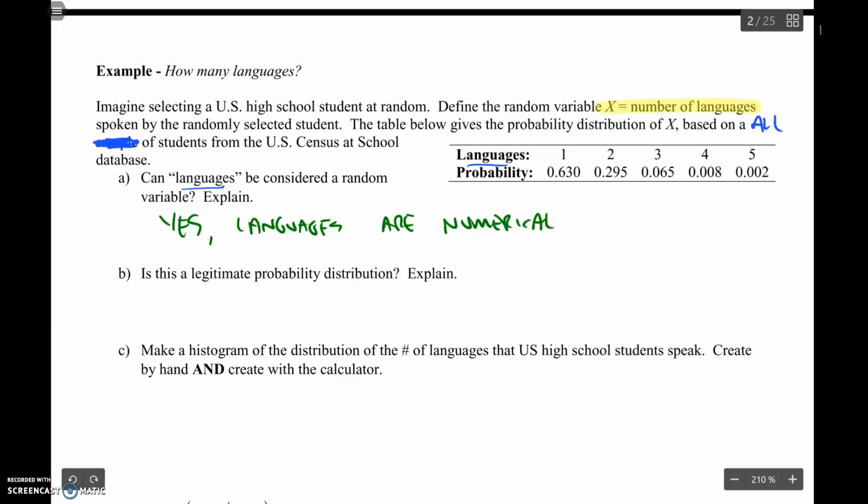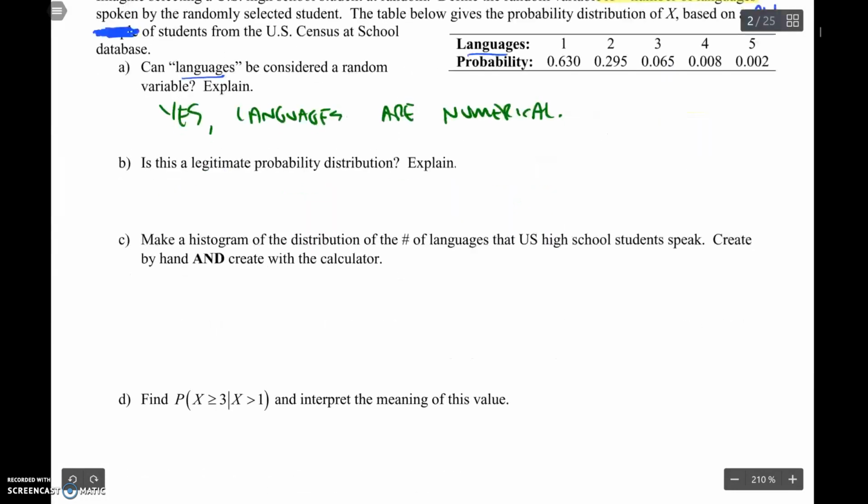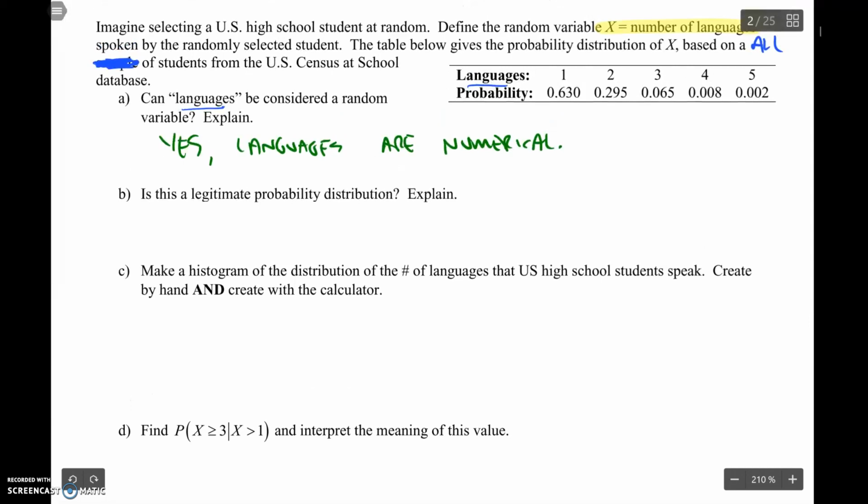So it's a random variable. I don't know, it's kind of a stupid question. Sorry. Is this a legitimate probability distribution? Well, for this to be a legitimate probability distribution, we need to make sure that all of the possibilities are accounted for. For example, is there anybody that speaks 6 languages or 7 languages?